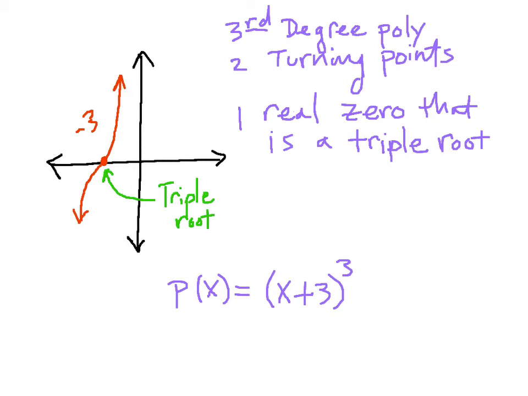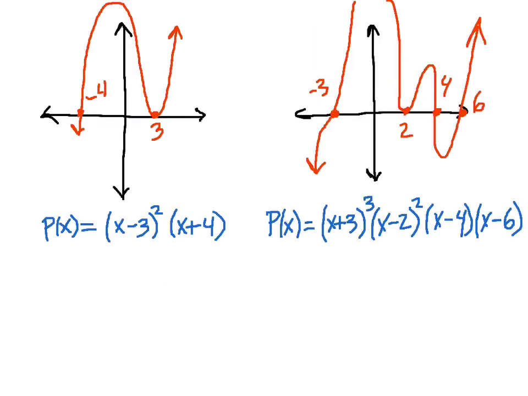Now let's take a look at a couple of graphs, their turning points and their roots, and see how we write the equations. Here we have a cubic. We have a cubic that has a single root here and a double root here. So we have 3 roots altogether, because if we were to expand this out, we're going to have a cubic polynomial. And the way we write it is we take this root, it's to the second power, and then this single root is just to the first power.